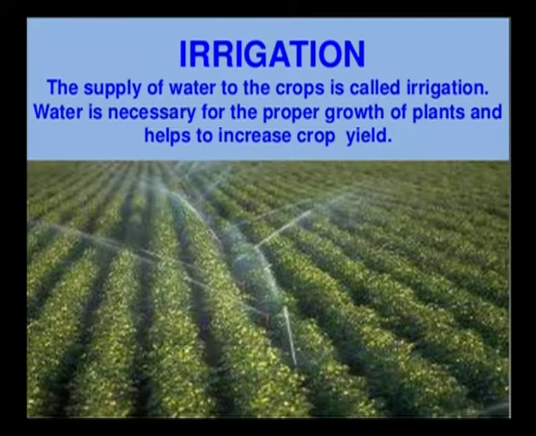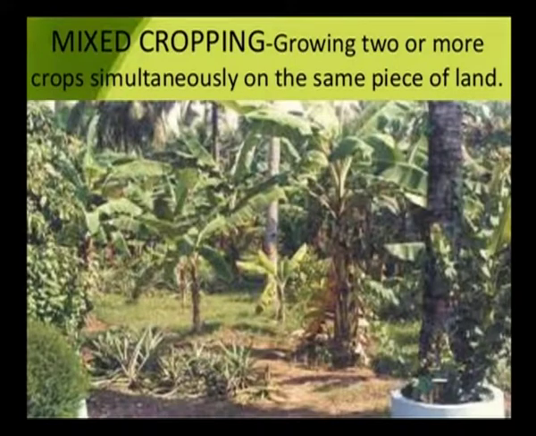Moving on to irrigation, the supply of water to the crops is called irrigation. Water is necessary for proper growth of plants and it helps to increase crop yield. Mixed cropping actually refers to growing 2 or more crops simultaneously on the same piece of land. So, when this happens, the nutrients of the soil get automatically distributed.